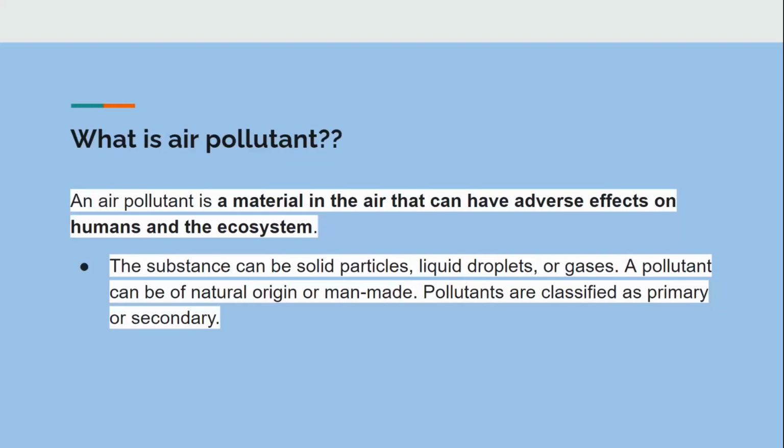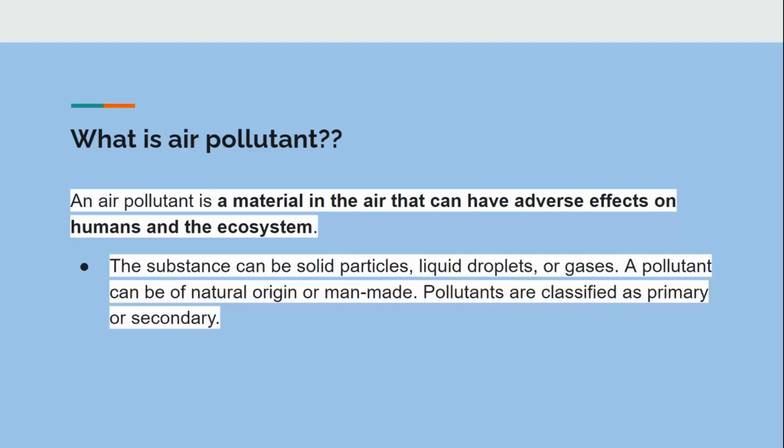The substance can be solid particles, liquid droplets, or gases. It means they are available in the atmosphere in various phases like solid, liquid, and gaseous. A pollutant can be of natural origin or man-made. Natural origin means natural sources, and man-made is anthropogenic. Examples are construction activities, industrialization, power plants, thermal power plants. These are the examples of man-made activities.